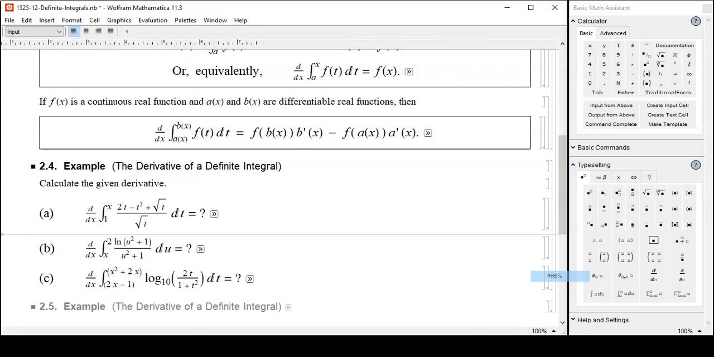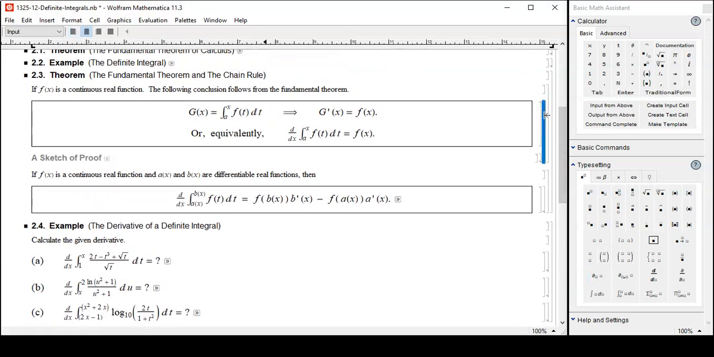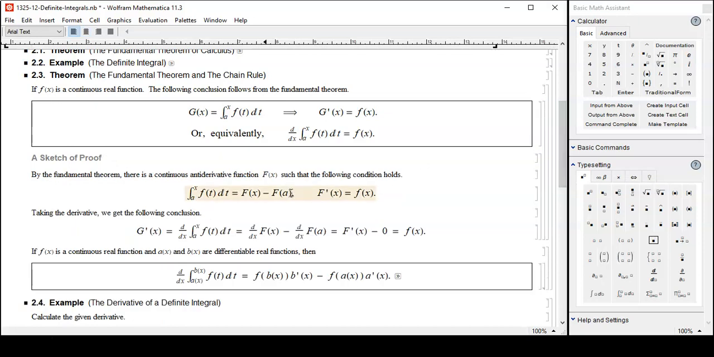How about the justification? Well, justification is this fundamental theorem. This is capital F of x minus capital F of a, where capital F is the antiderivative function. And if you take the derivative of this antiderivative, well, this part is constant, so that one just goes away. And you just get F prime. But F prime, that's the original function, because that's the antiderivative. Derivative of the antiderivative. It's that simple.